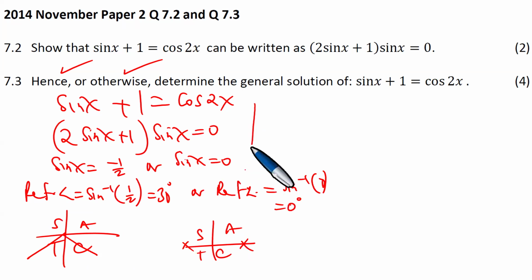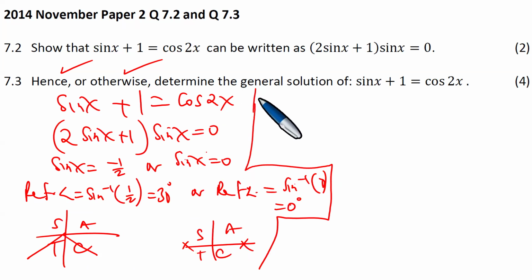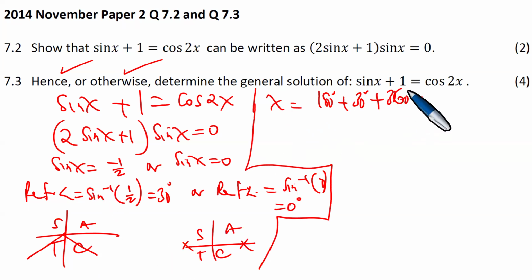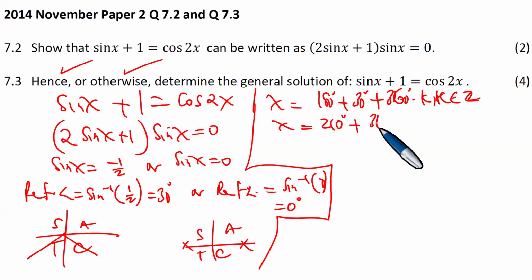So yeah, we're good. But remember, we need to determine the general solution, so it's not all about getting the actual specific values. We're going to start with the first part, where we're in the third quadrant. So it's going to be x equals 180 degrees plus 30 degrees plus 360 degrees k, since sine has a 360 degree period, k in Z. That is x equals 210 degrees plus 360 degrees k, k in Z.